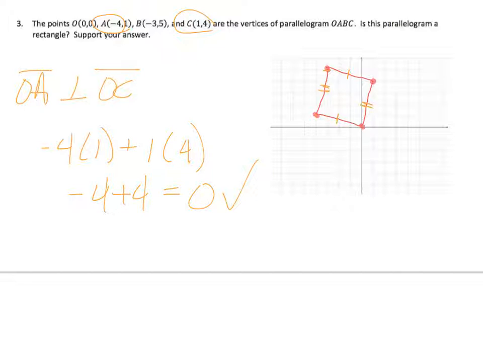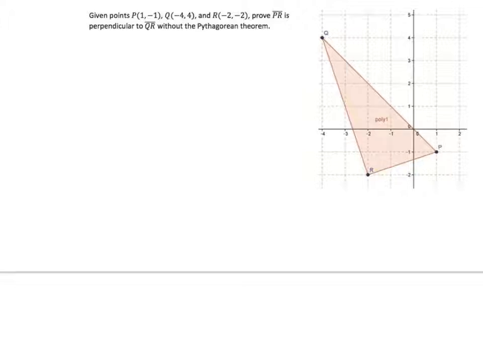Yay! Okay, this is another problem I found because I want to show you one more thing you're going to need to know for your problem set, and it wasn't in the classwork. And that's awful when things aren't in the classwork. So follow along with this last one. So here we have another problem. It says, given the points you see, prove that PR is perpendicular to QR without the Pythagorean theorem.